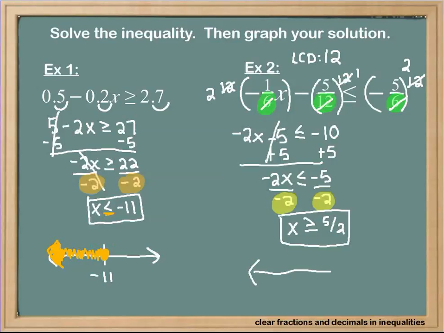Let's graph it. 5/2, which hopefully you know is 2.5. And what are we going to get here? Well, open or closed circle, once again it is closed because of that equal to on the bottom. And for shading, what direction is that arrow pointing? That arrow is pointing to the right. So I'm going to shade to the right. So all numbers that are 5/2 or 2.5 or greater are solutions to this inequality.